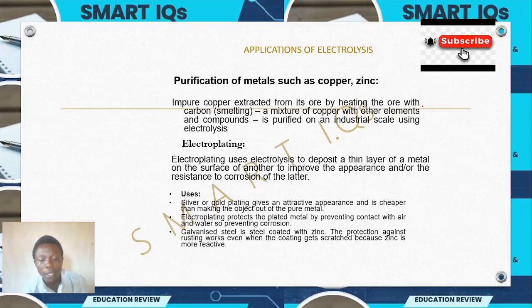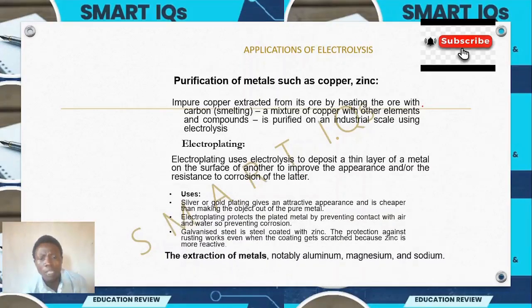Galvanized steel, of course, is steel that is coated with zinc. Are we together? This will always prevent rusting, so that the zinc becomes more reactive. We know that rust will always lower the reactive nature of any metal. Are we together? Good. Also, another application of electrolysis.